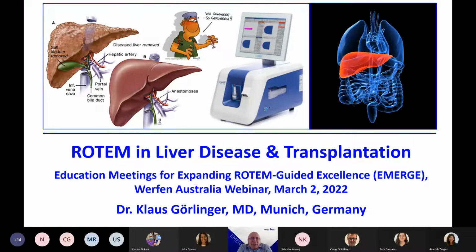And as mentioned already, the topic of today is ROTEM in liver disease and transplantation. I know that not everybody is dealing with liver transplantation, but nearly everybody has to deal in more or less daily practice with patients with liver disease, which can be challenging to understand whether these patients have more a risk of bleeding or more risk of thrombosis. And that's something we want to discuss in this webinar.